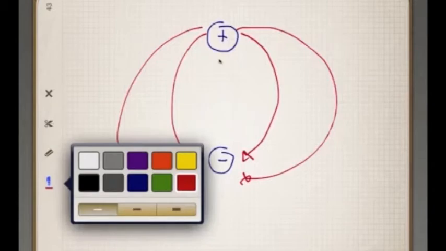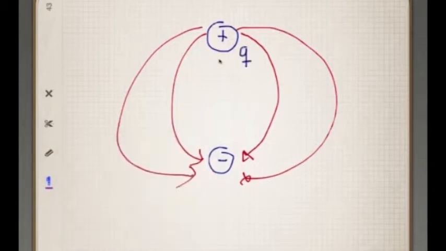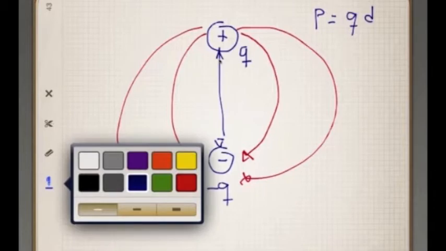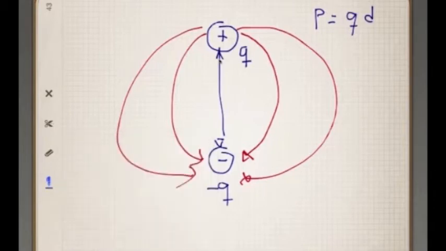And remember that the dipole is characterized by the magnitude of the charge. One is going to be positive, the other one is going to be negative, right? And we said the dipole moment is equal to the magnitude of the charge times the distance, right? Now, another thing that we can look at in the dipole is the dipole potential.